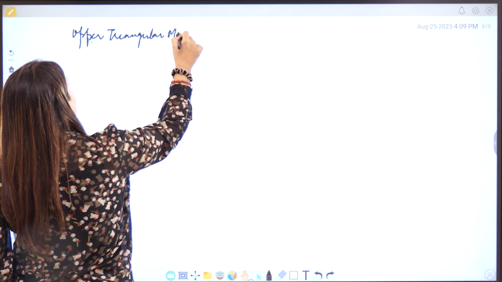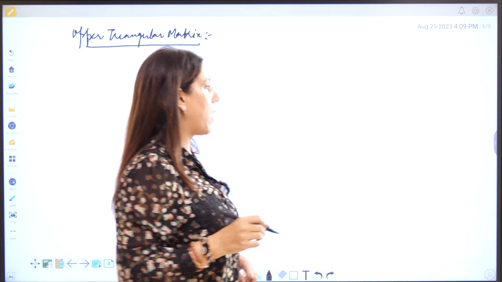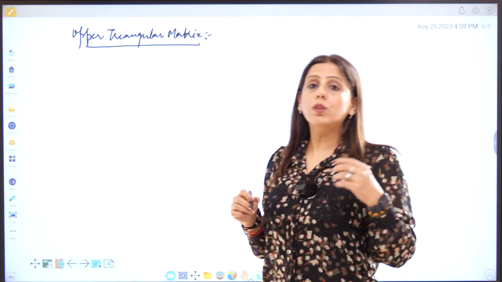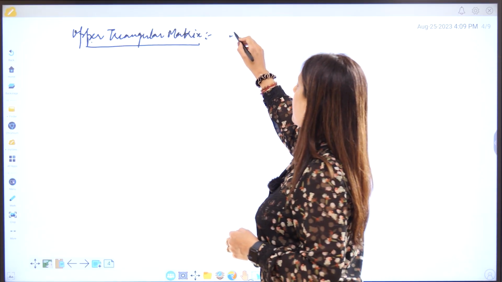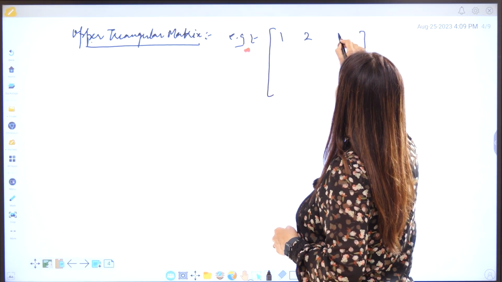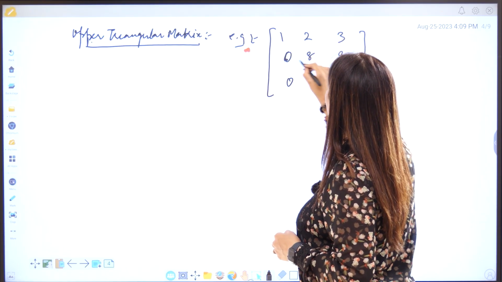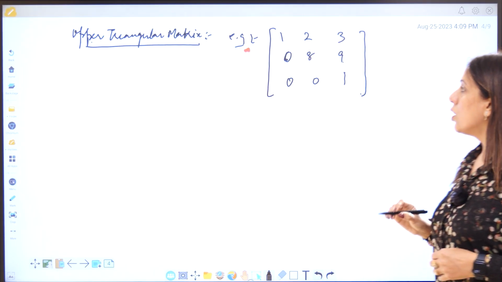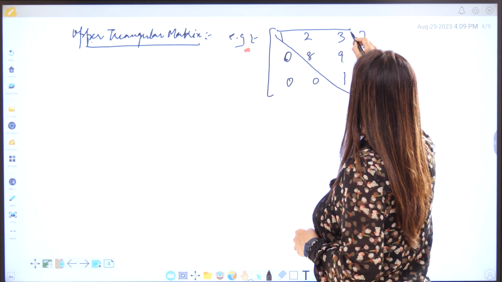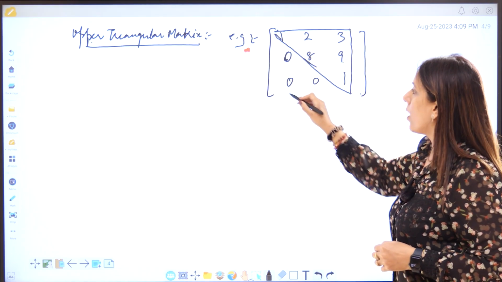Upper triangular matrix. What is the upper triangular matrix? A square matrix in which all the elements below the diagonal elements are 0. For example, you can write it as 1 2 3, 6 8 9, 0 0 and 1. You can see that this is the upper triangular matrix, all the elements below the diagonal elements are 0.